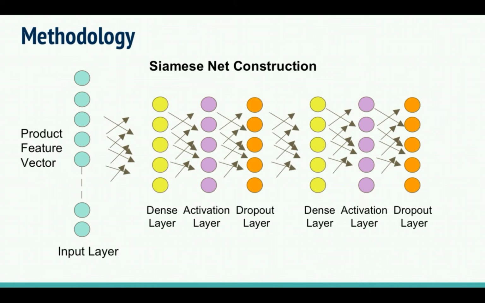We now have a visualization of each branch of the Siamese network. Since the weights are tied and the branches are identical, both of the branches look exactly like this.